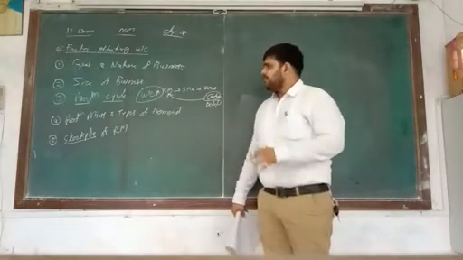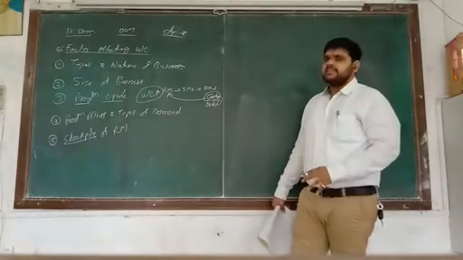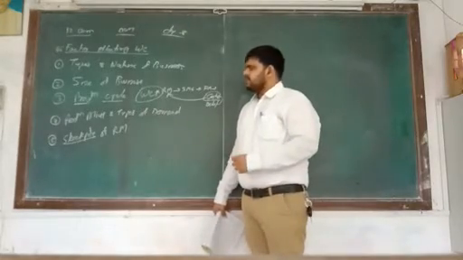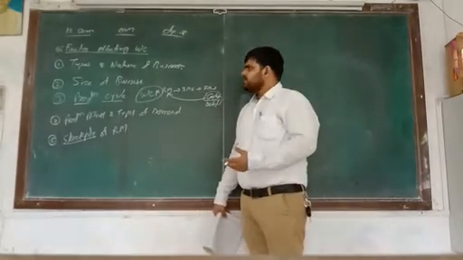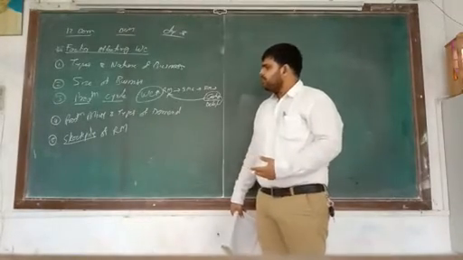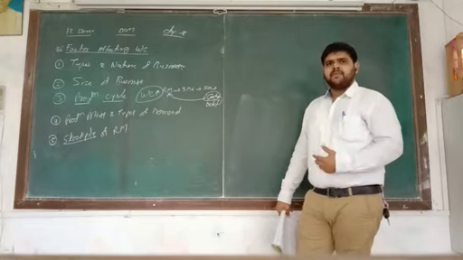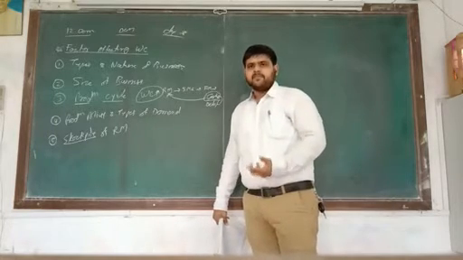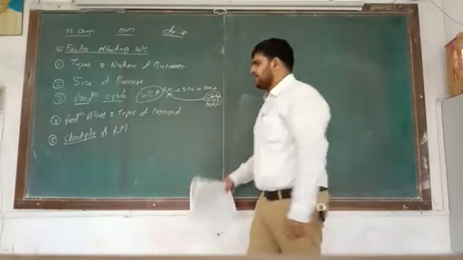Okay, so 5 points that we are discussing. Number 1, type and nature of business. Number 2, size of business. Number 3, production cycle. Number 4, production policy and types of demand. Number 5, stockpile of raw material. Okay. Next, number 6, credit policy.